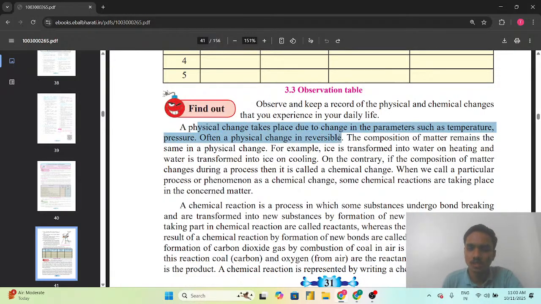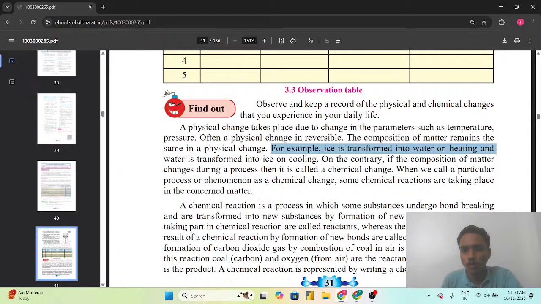Often a physical change is reversible, that is what I have told here. The composition of the matter remains the same in a physical change. For example, ice is turned into water on heating and water is turned into ice on cooling. That is the example given here, which I have told you earlier.